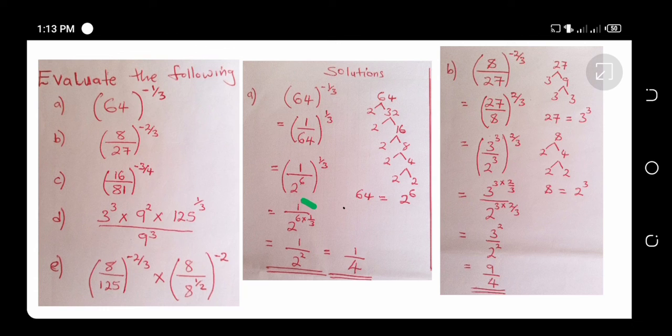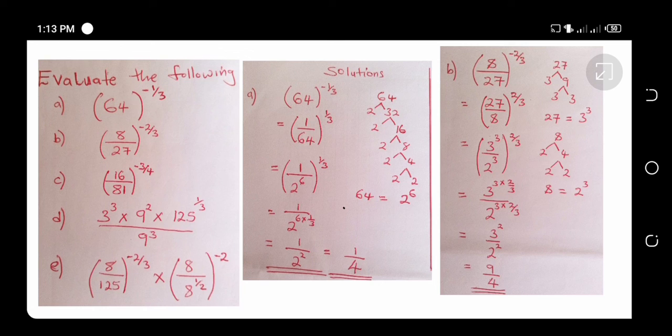And then after that we open the brackets. The powers inside are supposed to be multiplied by the power which is outside the bracket. After multiplication of the powers here, we get the answer as 1 divided by 2 to the power 2, which is the same as 1 out of 4. That's how we could work out A.